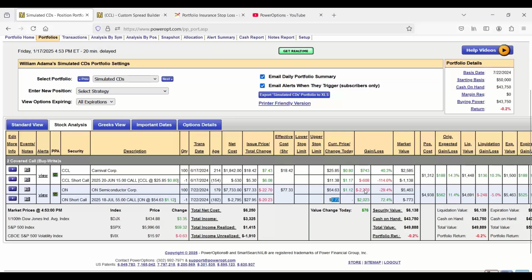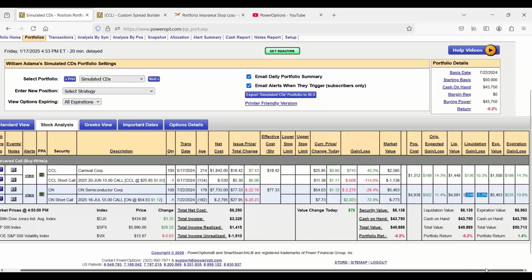This call has pretty much covered most of that loss, right? The stock's down $22.70 or 29.4%. We've made $2,000 on the call because it's now trading at $7.73. So we've made 72.4% on the call. Original return 11.4%, but right now we're at a 5% loss on the trade as well.